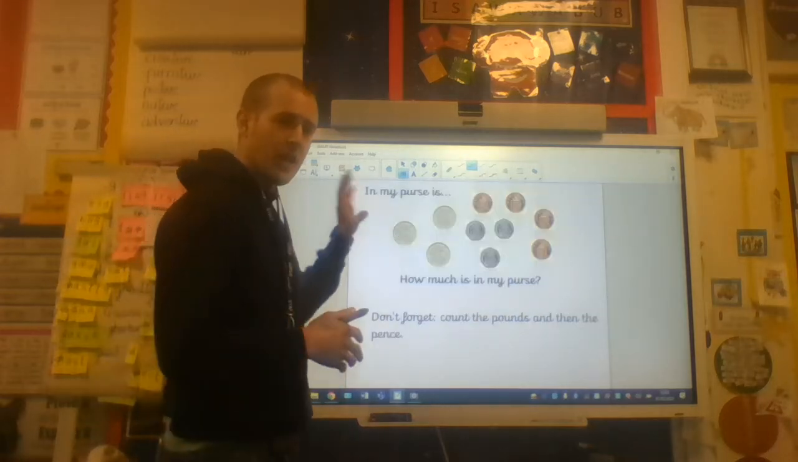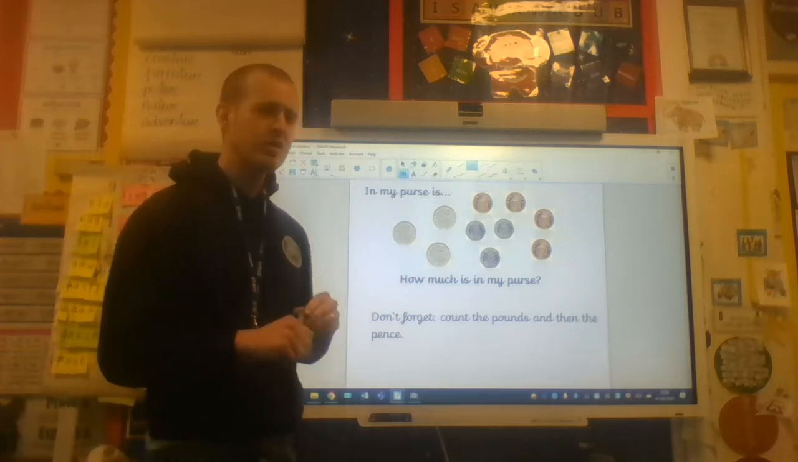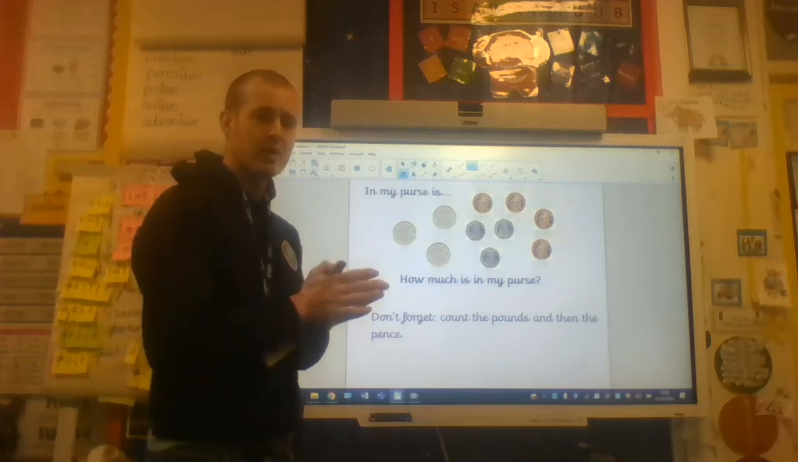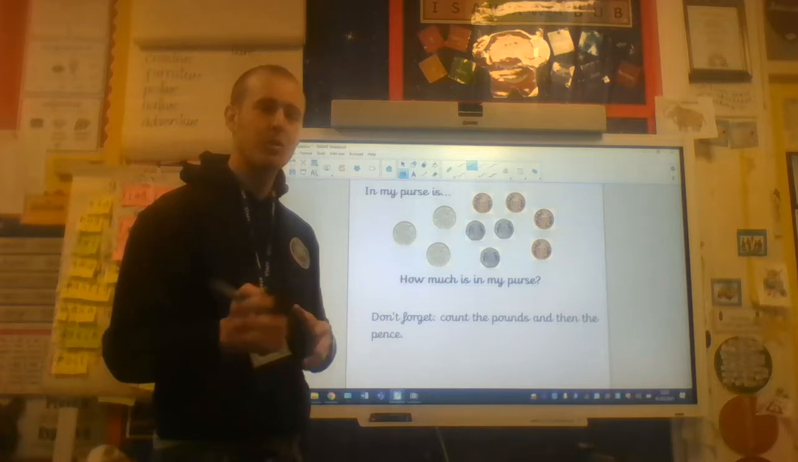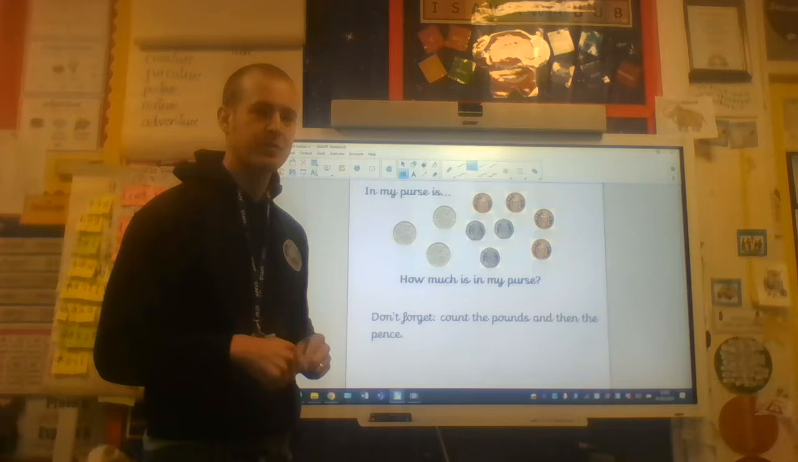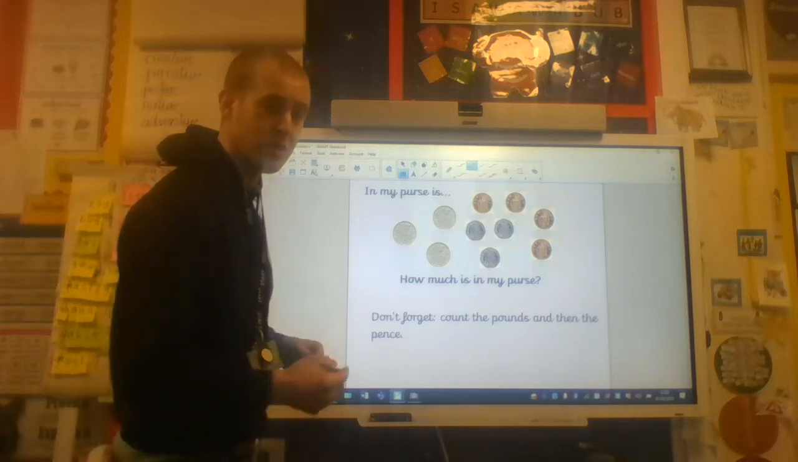So here's a range of coins. How much have I got in my purse? Can you count this by thinking of focusing on pounds and pence? Okay, so pause the video, work out how much money I've got. Brilliant stuff, boys and girls. Did you work it out?